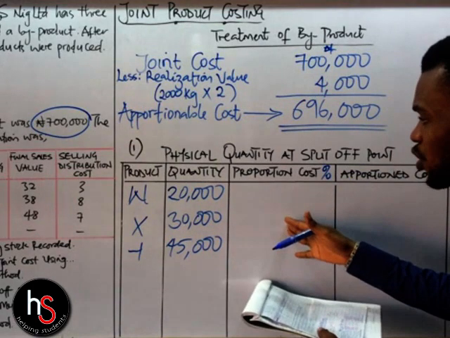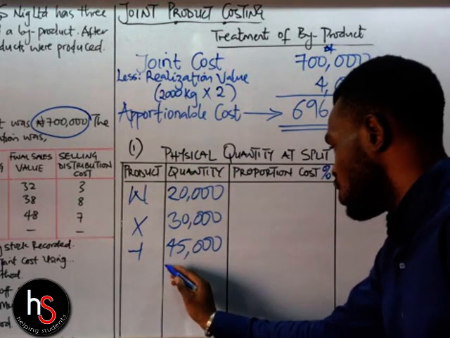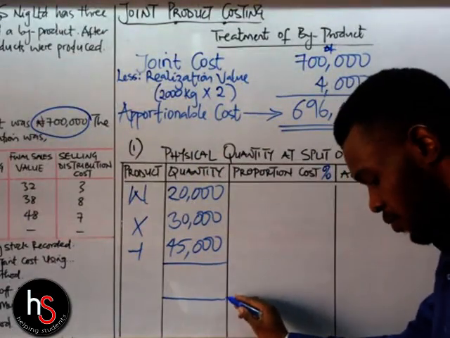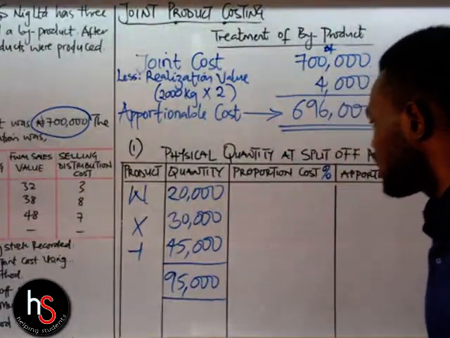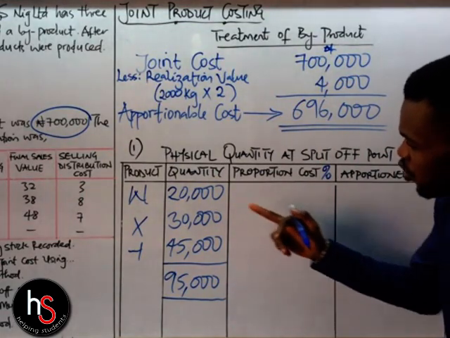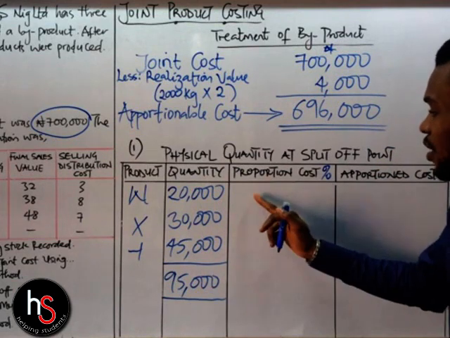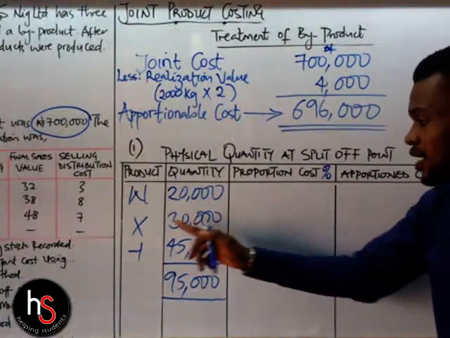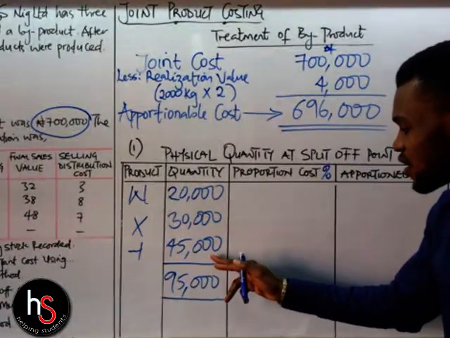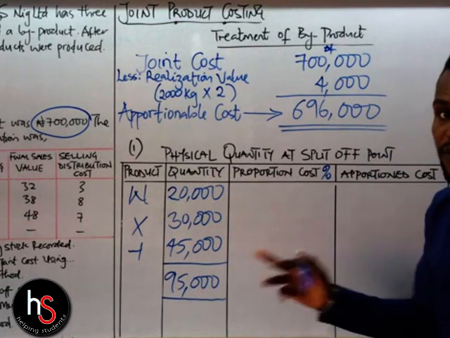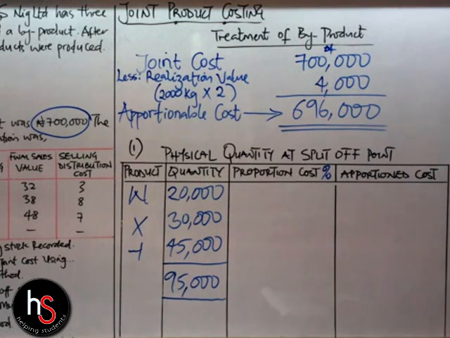Now, to get our proportion cost, we are going to sum what we have under our quantity. The summation of everything we have here gives us 95,000. Now, to get our proportion cost, we'll say 20,000 divided by 95,000. That gives us the value for W. For X, we say 30,000 divided by 95,000, and for Y, we say 45,000 divided by 95,000. Whatever value it gives, we'll place it in the same section.